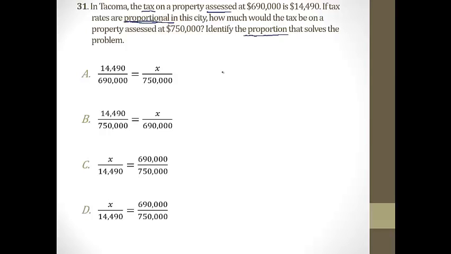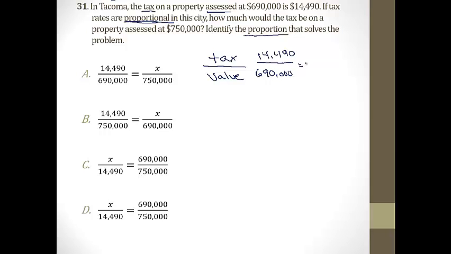All right, whenever I write a proportion, I first identify what I'm comparing, and it looks like from this story, we're comparing the amount of tax on a property to the actual property value. So for the first property, it says the tax on a property assessed at $690,000 is $14,490. So the tax is $14,490 for a property value of $690,000.